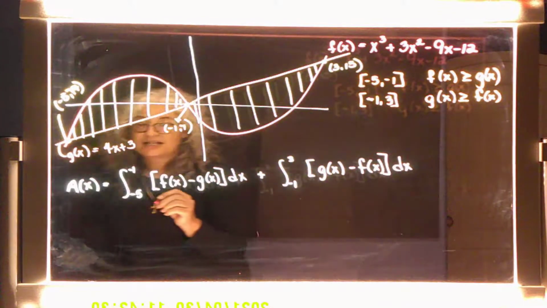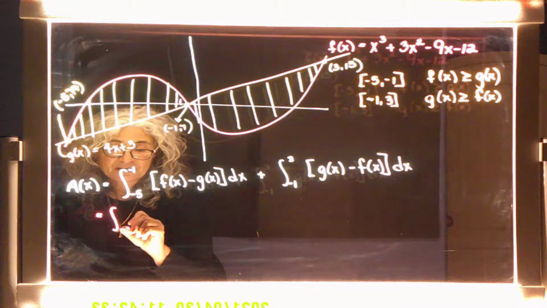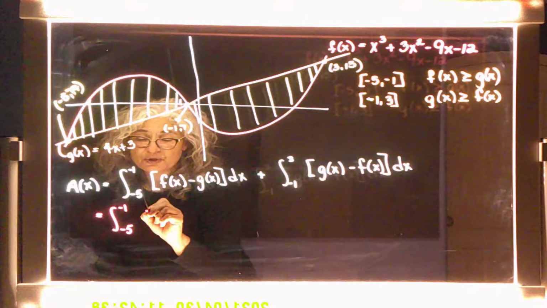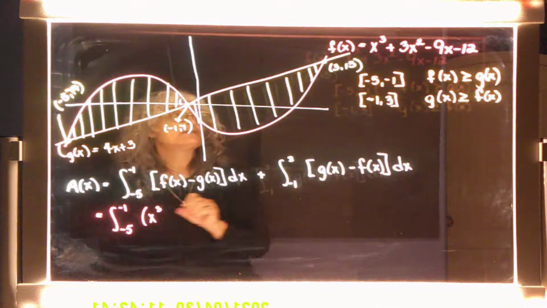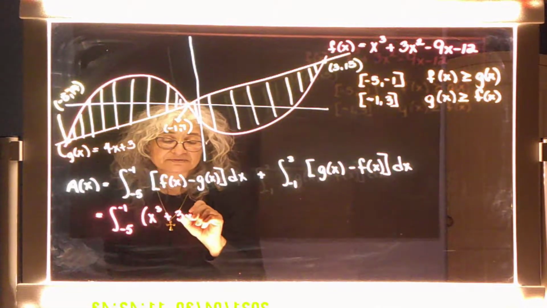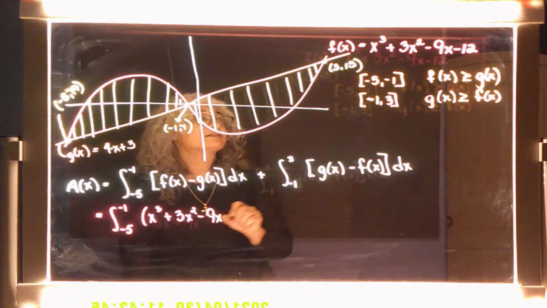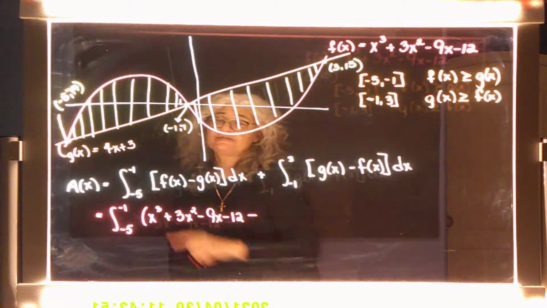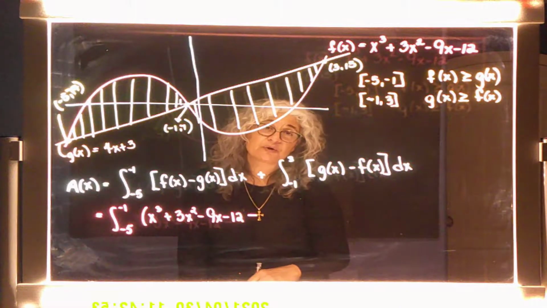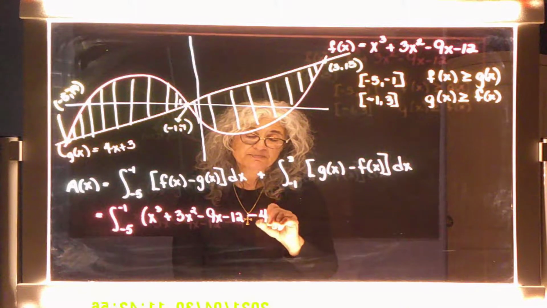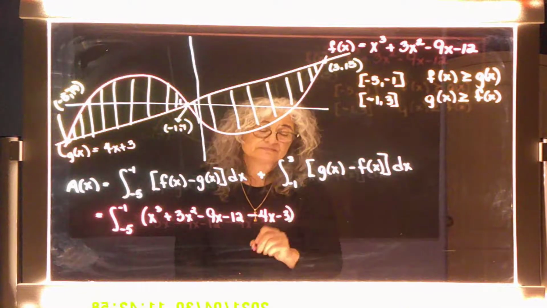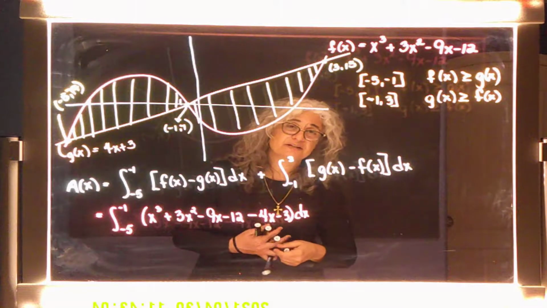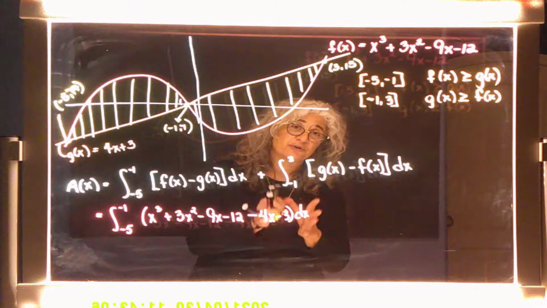So let's look at the first one. The first integral from -5 to -1. I'm going to take f of x, which is x cubed plus 3x squared minus 9x minus 12. And I'm going to subtract g of x. When I subtract 4x plus 3, won't that just be minus 4x minus 3? Is that agreed? Because all the signs will change when you subtract g of x, correct?